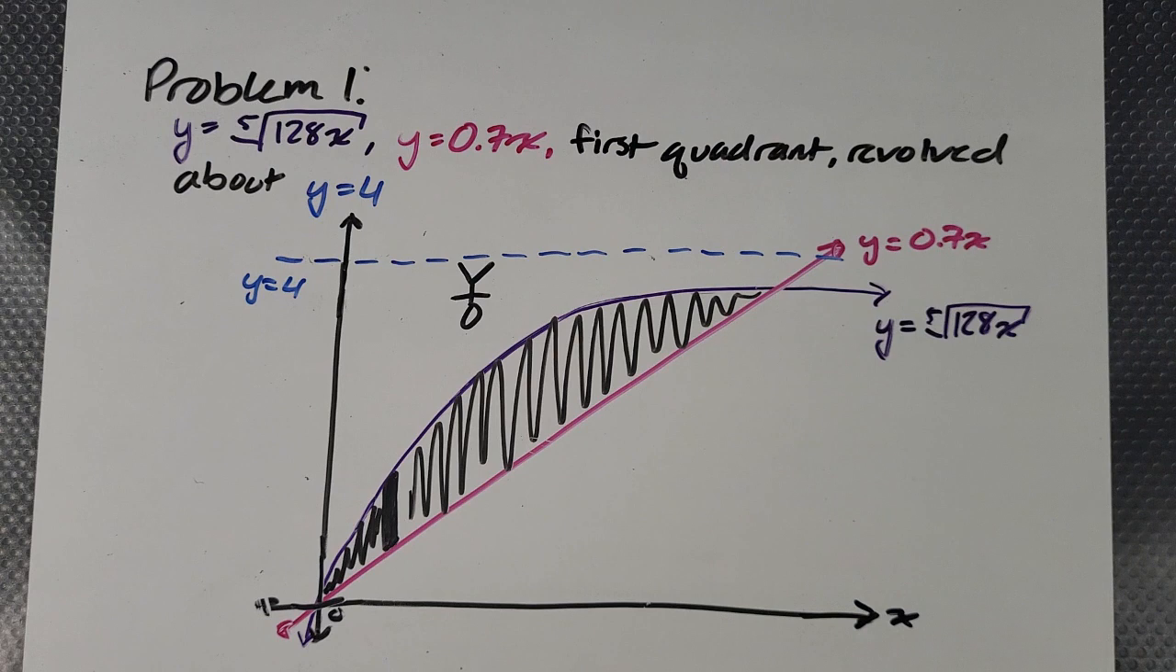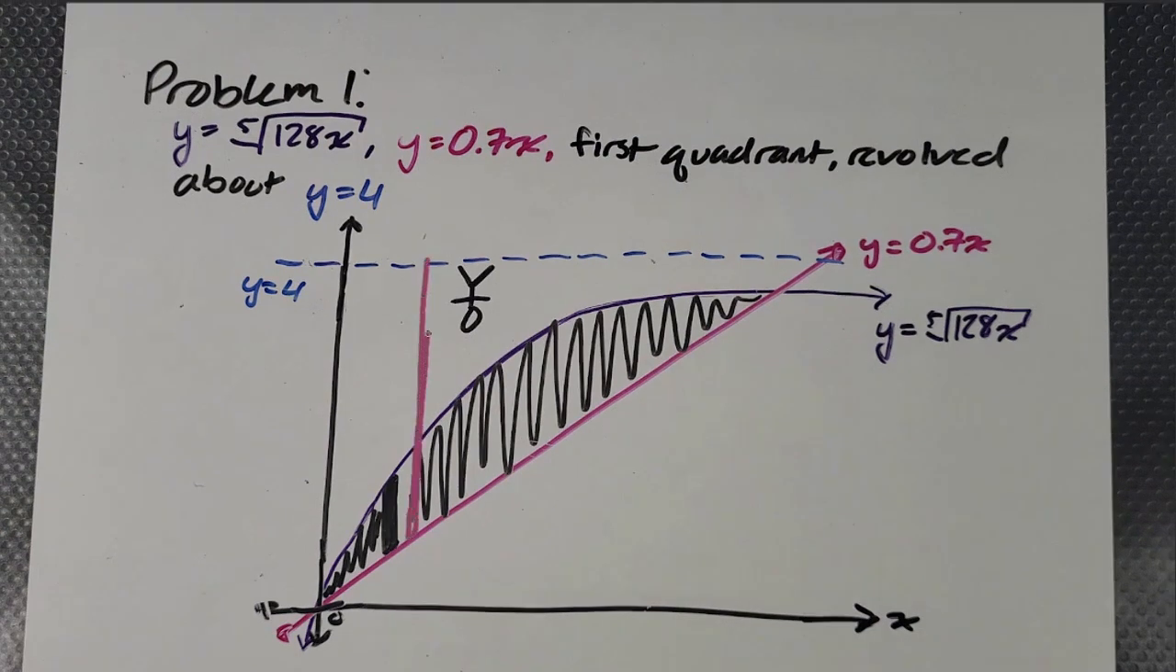Problem 1. Our two equations are y equals fifth root of 128x and y equals 0.7x, and they are revolved around the line y equals 4 in the first quadrant. The stick figure is on the line y equals 4 because that tells us there's a hole in the graph, because this integral is going from top to bottom.